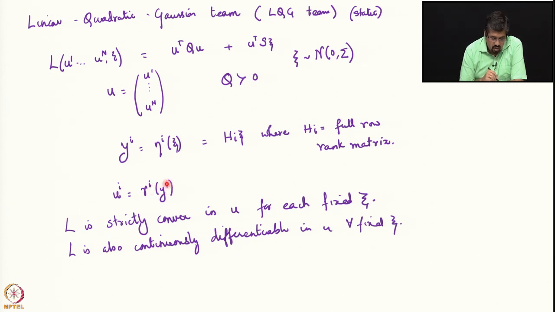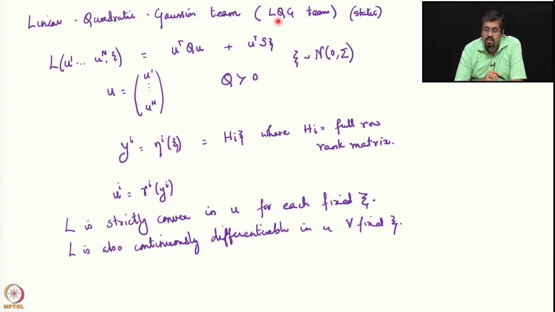And what one has to choose is u_i, which is a function of y_i, u_i equal to gamma_i of y_i. Now, because of this particular nature of this problem, L is strictly convex in u because Q is positive definite, and because it is quadratic, it is also continuously differentiable in u, and this holds for each fixed psi. Now, if psi itself is a Gaussian vector, then we have a linear quadratic Gaussian team. Otherwise it is just some linear quadratic team.